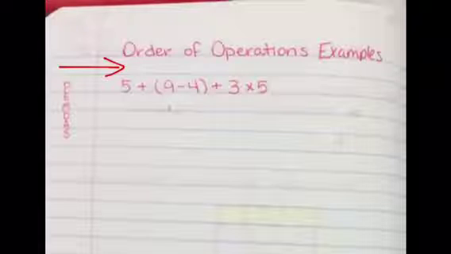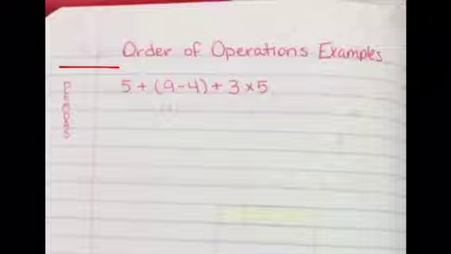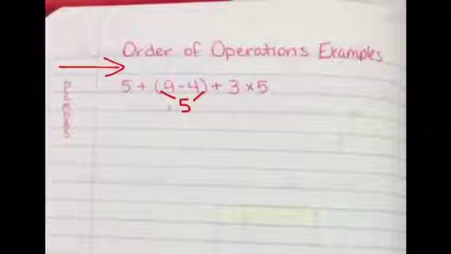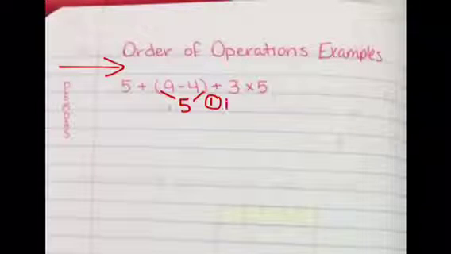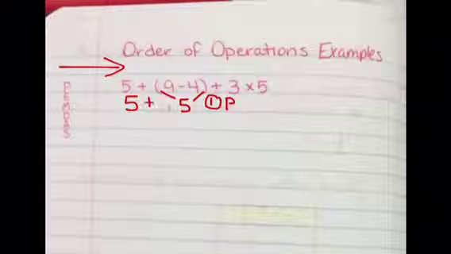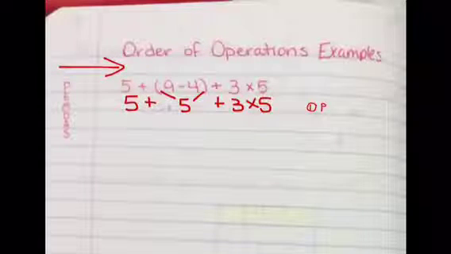Inside that parentheses, it says 9 minus 4. So we're going to do that step first. 9 minus 4 is 5. That was our step 1 for our parentheses. Everything else we're going to bring down. We didn't do anything to it yet. So that was our P. We're done with it. We can mark it out.